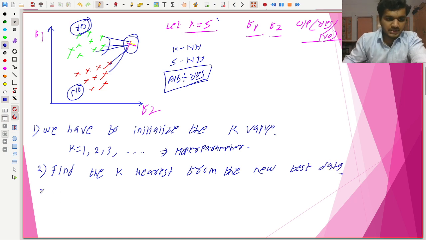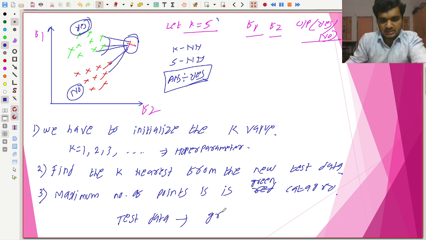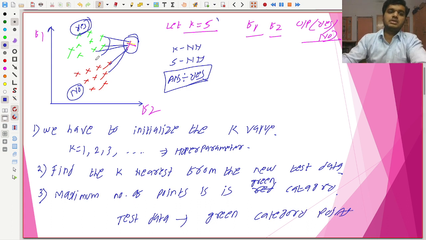After that, the maximum number of points is in the green cluster. So the test data will be a green category point. It is the procedure of k nearest neighbor.